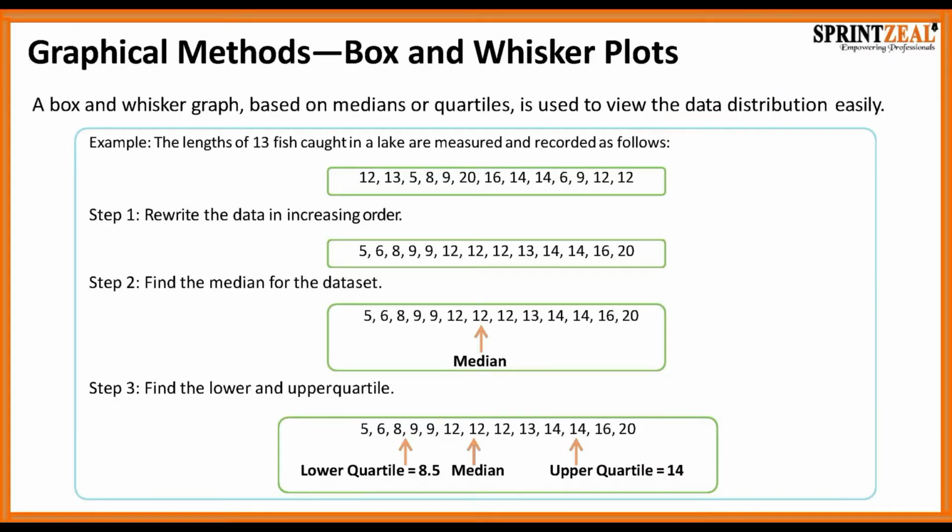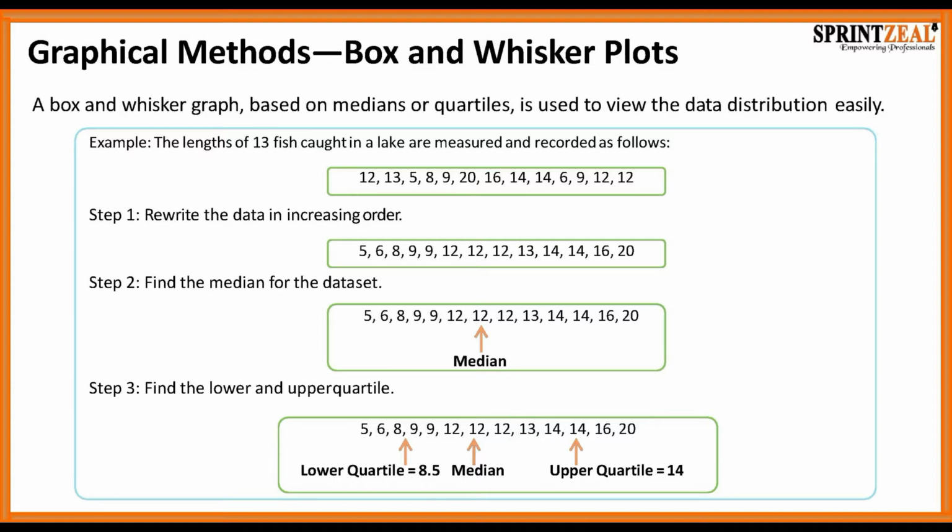So still speaking around graphical methods, let's talk about box and whisker plots. So a box and whisker graph is based on medians and quartiles. It's used to view the data distribution incredibly easily. So for example, the lengths of 13 fish caught in a lake are measured and recorded as follows: 12, 13, 5, 8, 9, 20, 16, 14, 14, 6, 9, 12, and 12.